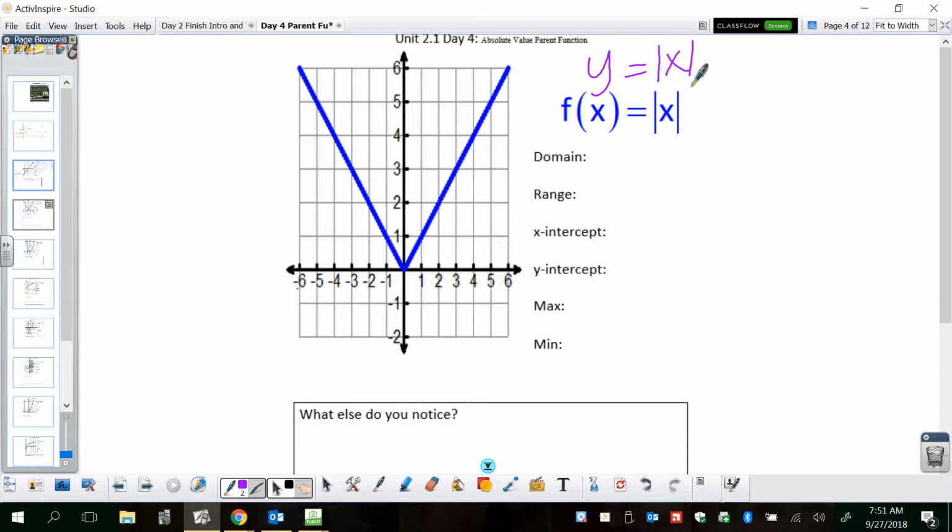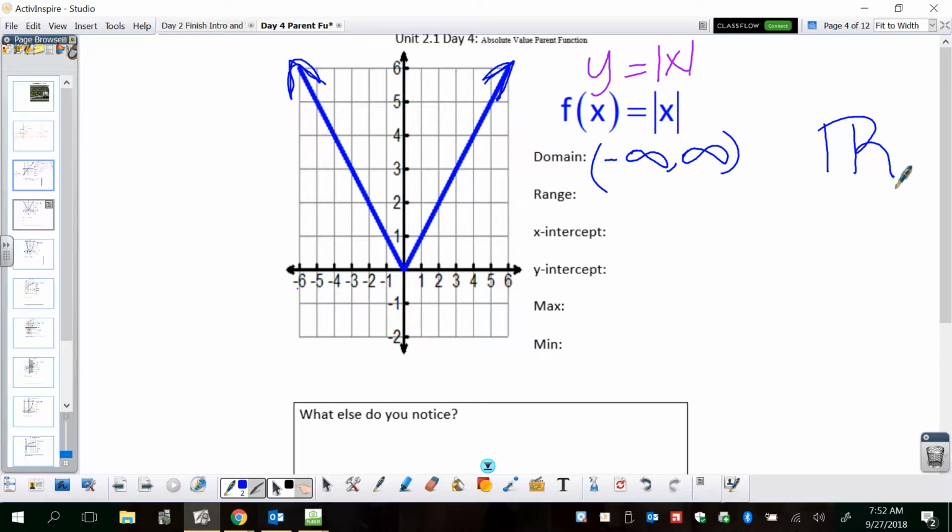What's our domain? Is it ever going to quit getting wider? No, technically it's going to go that way forever and that way forever. So it's going to keep getting wider, it's going to keep expanding. So what is our domain? All real numbers. How do I write it in interval notation? Negative infinity to infinity with parentheses. And then set notation is all real numbers.